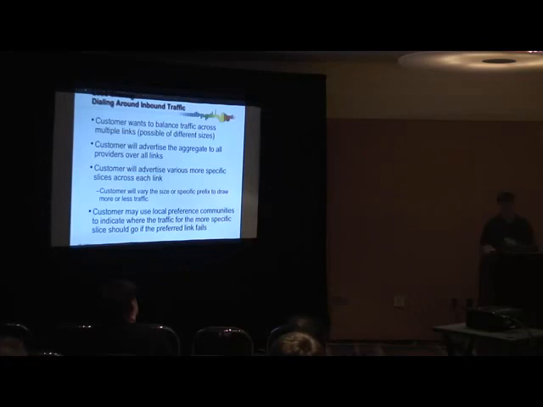And the customer may also advertise these same slices on another link with a lower local pref if they want to control how things fail. So if they're advertising some small slice across one link, and they want that link to fail and that traffic to go somewhere else specific, they can advertise that same slice with a low local pref across another link as well.